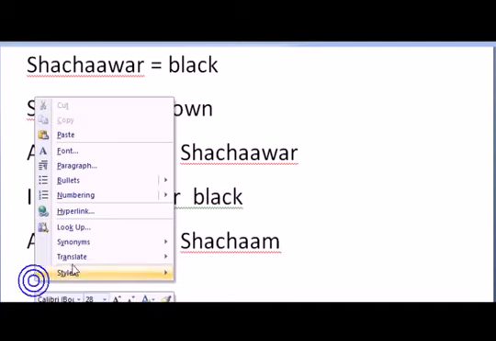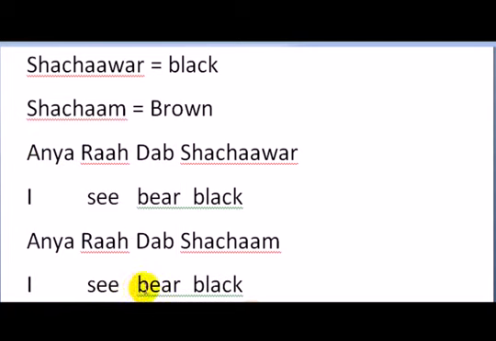Alright, and I know some of this is a little tedious, but those of you brothers that want to learn it, you'll learn it. You'll get into it. Those of you brothers that don't want to learn it, you won't learn it. It's just as simple as that. Alright, so Anya Ra'a Dab Shakawar, I see bear black. Anya Ra'a Dab Shacham, I see bear brown.